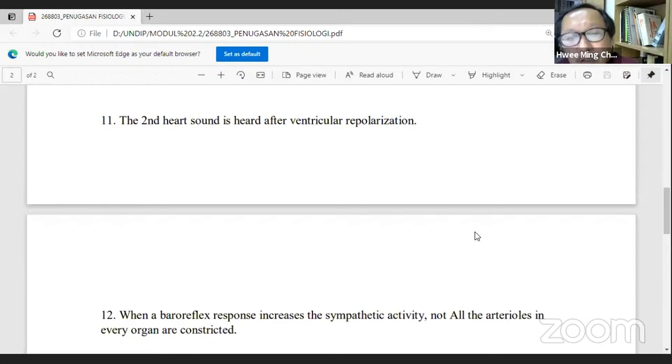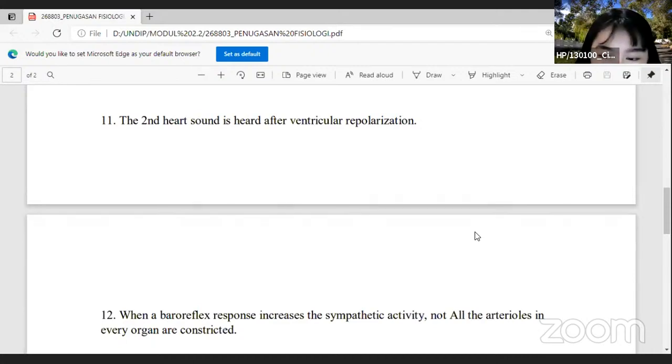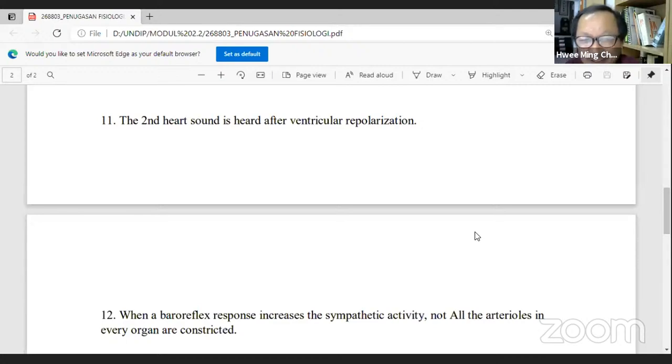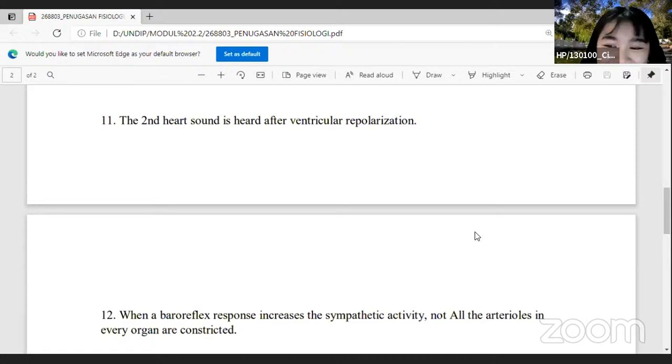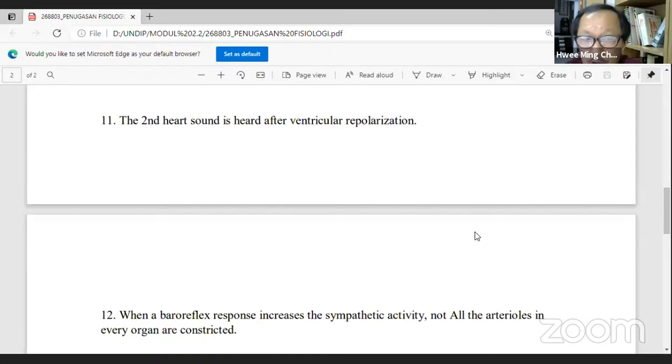Does anyone have a different opinion? Cindy thinks it's false. So you think it should be after depolarization, Cindy? Repolarization is before the ventricles relax. Okay. Sir, after I think about it, I want to change my answer. Is it okay, sir? Yes, it's fine. Okay, in my opinion, it is true because the closure of the semilunar valves happens in isometric relaxation. Right, yeah. So this sentence is true.